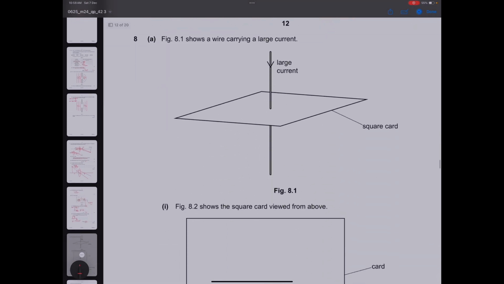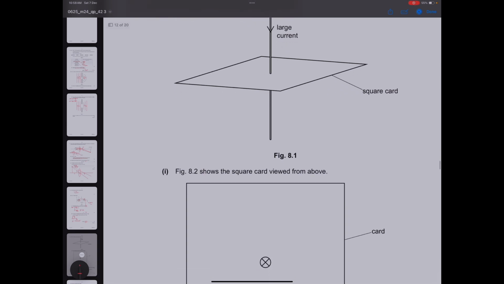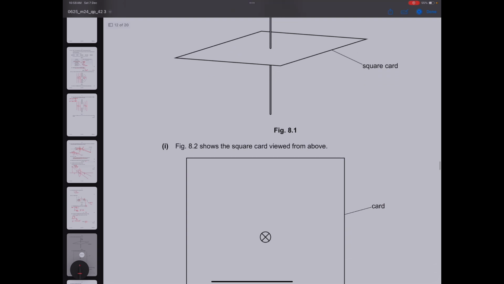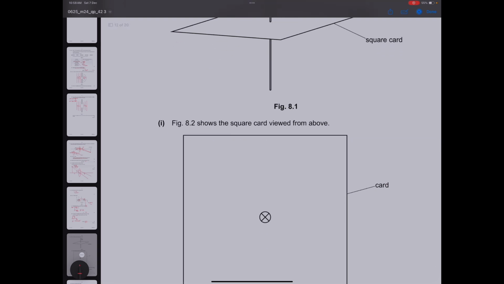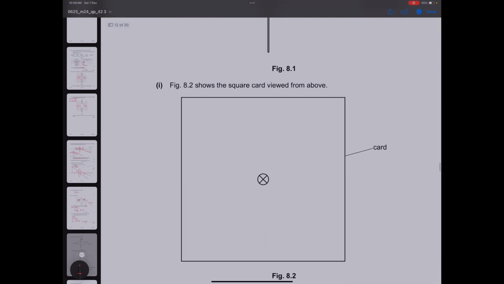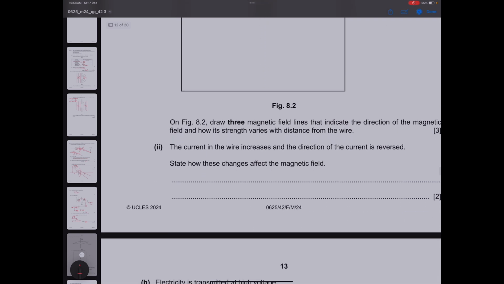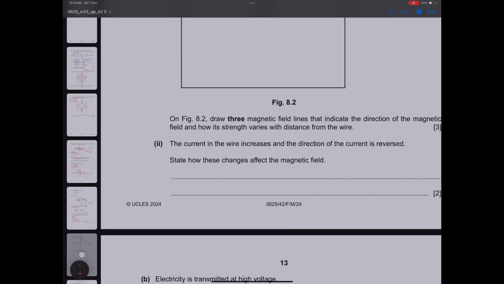Now, question number 8. Figure 8.1 shows a wire carrying a large current. Figure 8.2 shows a square card viewed from above. Now, this will be done using the not Fleming's, the right hand thumb rule, where the thumb tells you the direction of current and fingers curl in the direction of magnetic field. I'm sure all of you have studied this. Thumb tells you direction of current and fingers curl in the direction of magnetic field.